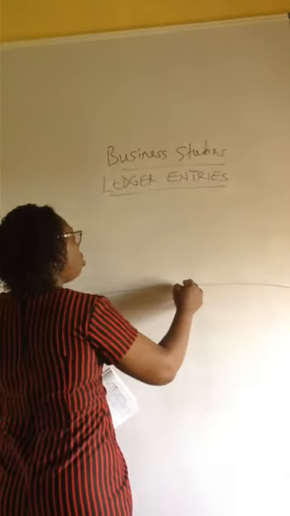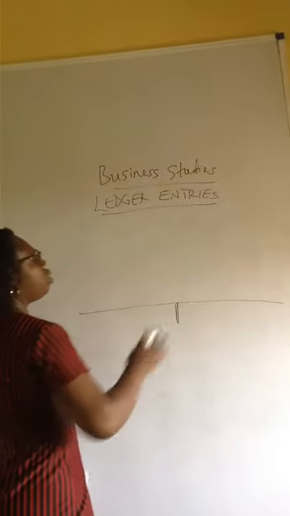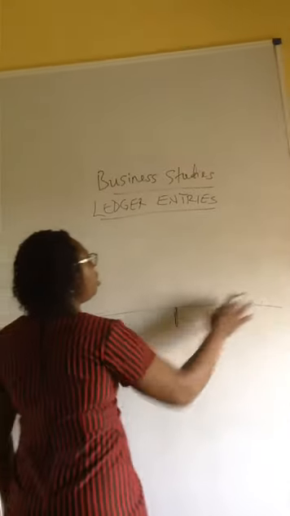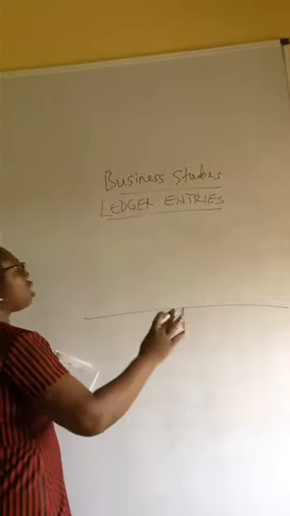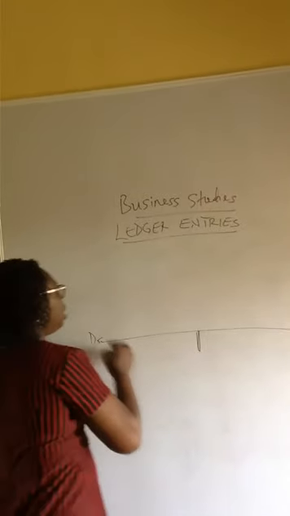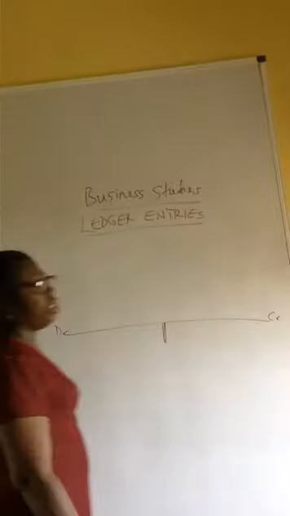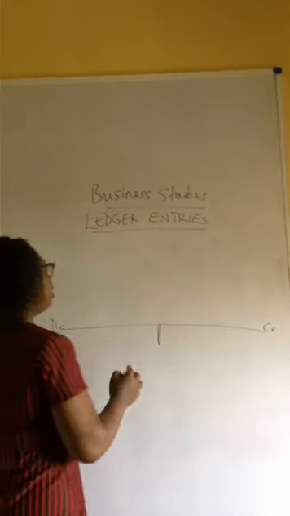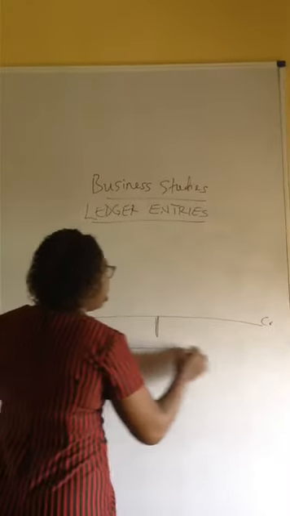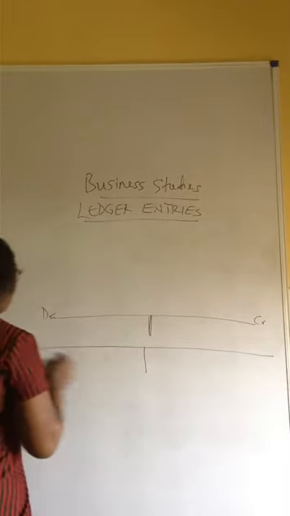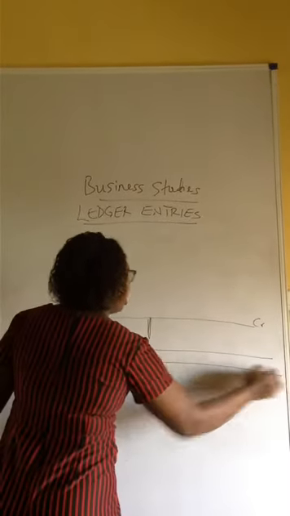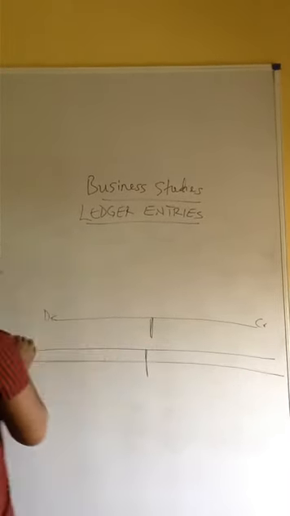For the ledger, most often, the T method is used. The T method is like this, indicating the two sides of the ledger, which are the debit and the credit sides of the ledger. Ordinarily, if you want to draw the ledger in full, then you have to fix in those items that we said can be found on the ledger.